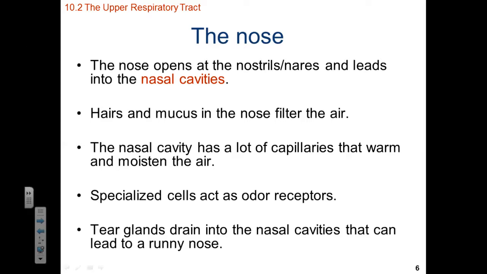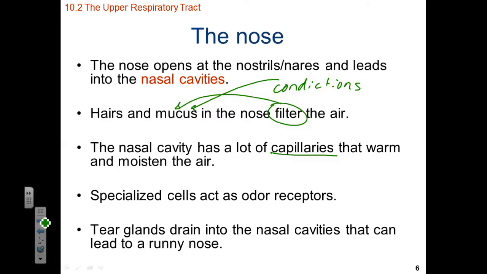And then we're also going to have lots of mucus in our nose. The mucus serves two purposes. It is going to filter fine dust particles out of the air, but it also conditions the air. It adds humidity to the air as well to help prep that air for going down into the lower respiratory tract. To help with warming the air, we're going to have lots of capillaries within our nasal cavity.